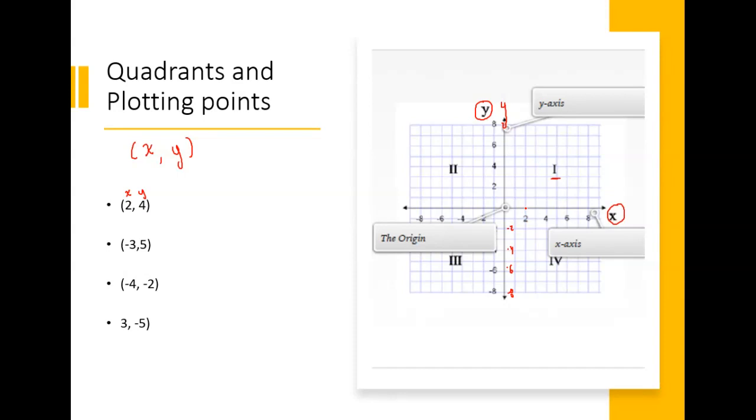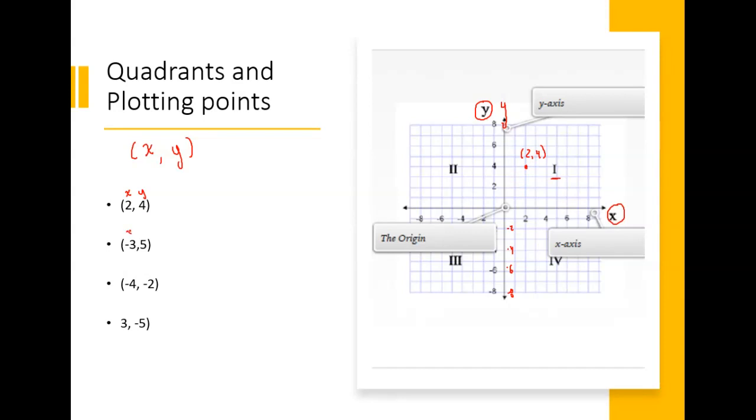For my first point, I have an x value of 2, so that's where my x is 2, and a y value of +4. I'm going to go up to a positive y value of 4, and that's going to be my point. We usually label the actual point in this situation, so I'm going to put the coordinate above it. So that is my point for 2 and 4.